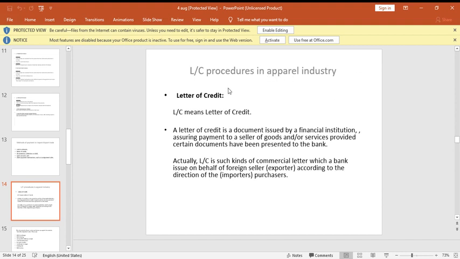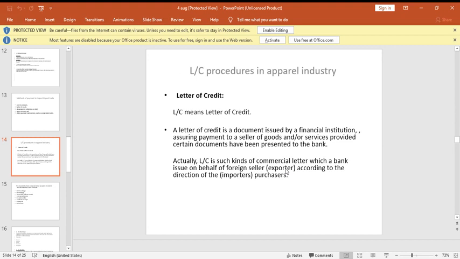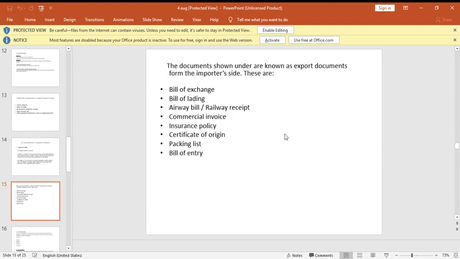L by C actually means letter of credit. So how many documents are there? That is bill of exchange, bill of lading, airway bill or railway receipt, commercial invoice, insurance policy, certificate of origin, packing list, and bill of entry. These are the 8 documents we have to maintain in letter of credit procedures in the apparel industry.